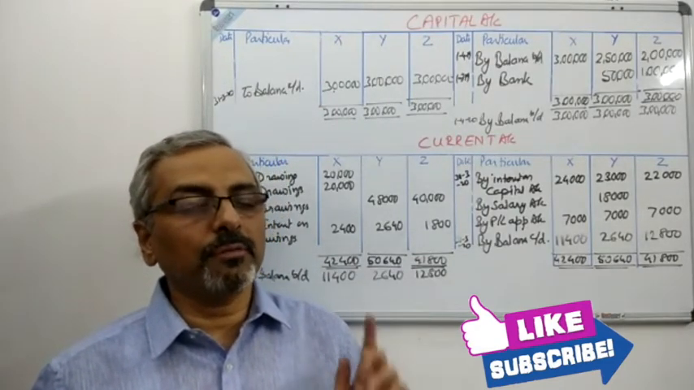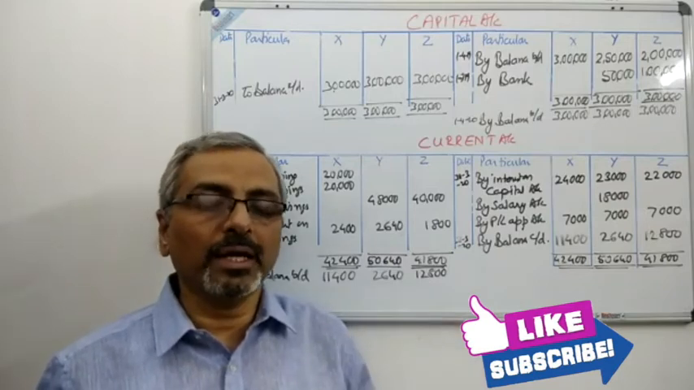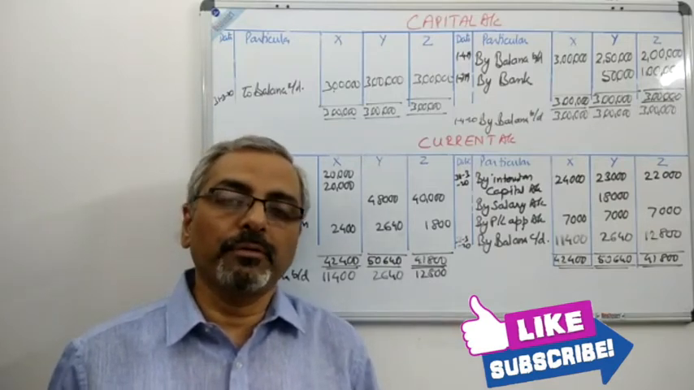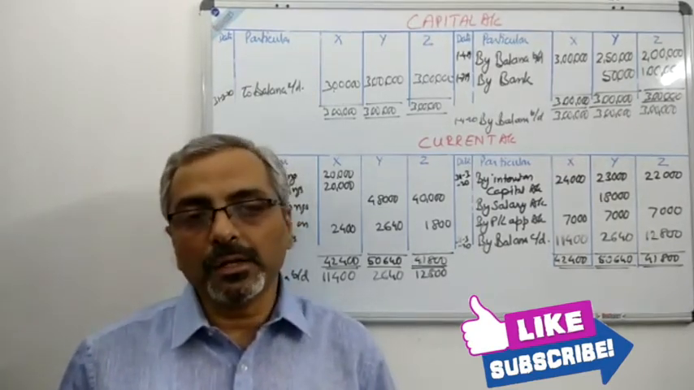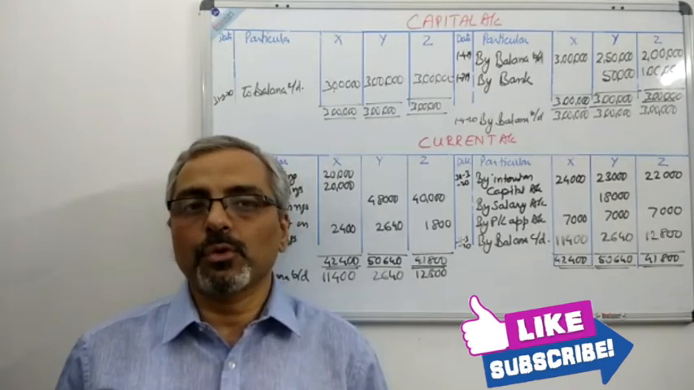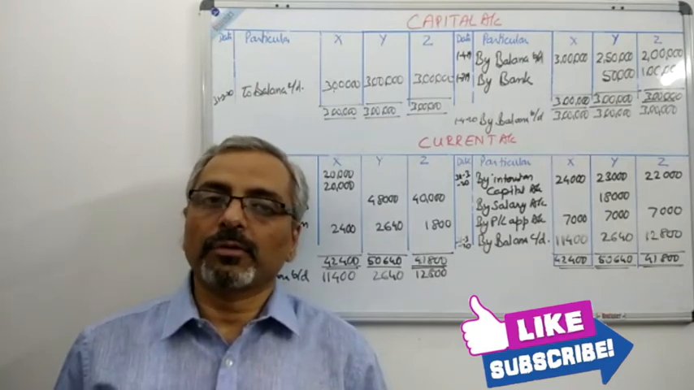Here, we have prepared the capital account and current account because the capital is fixed. So this sum is a bit different from the previous sums which you have done. We have dealt with the concept of fixed capital. I will come up very soon with new sums on fixed capital so that you are clear with the concept of fixed capital.